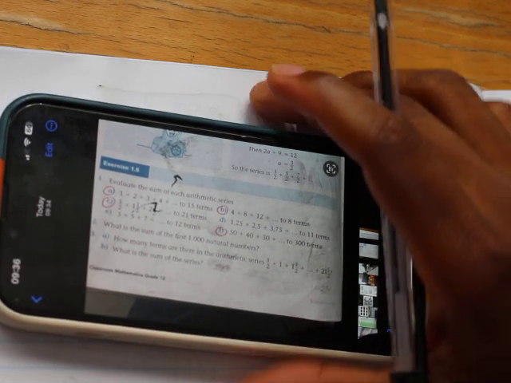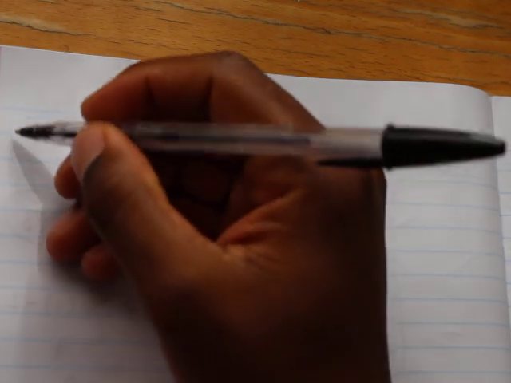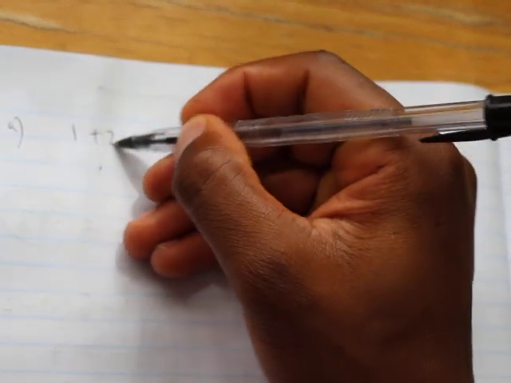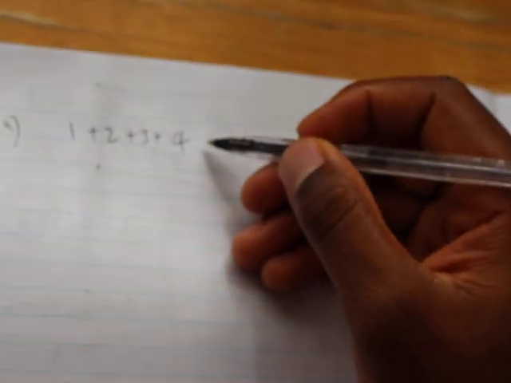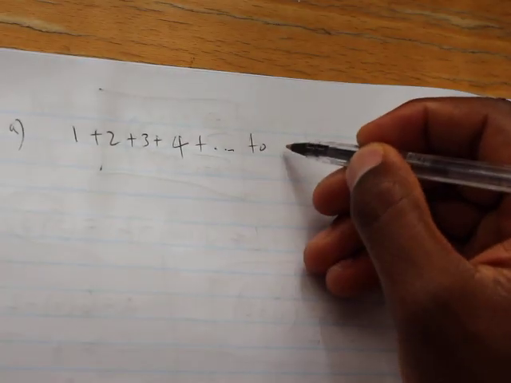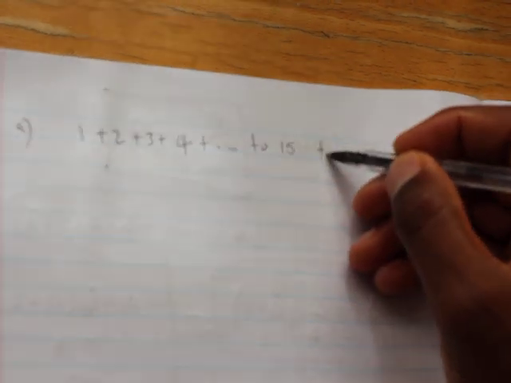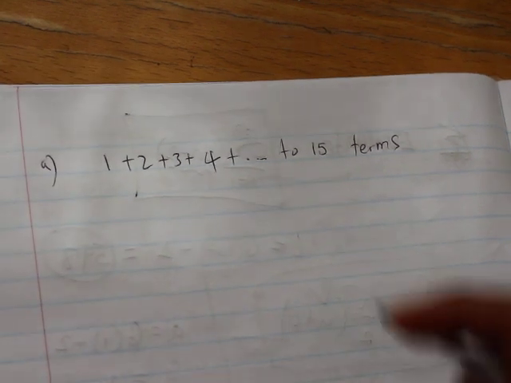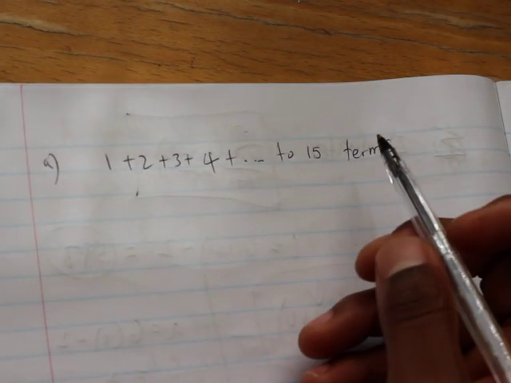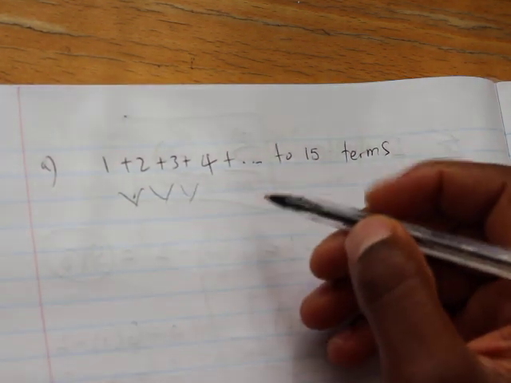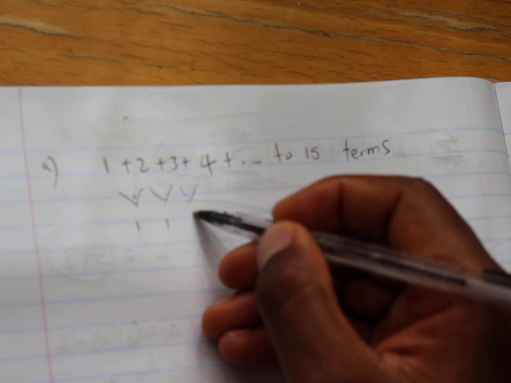Right, so the first one says evaluate the sum. You're given 1 plus 2 plus 3 plus 4, and so on, to 15 terms. Okay, so let's do that. You can see that this is an arithmetic series. Why? Because if you find the differences here, you realize that they're constant, so it's 1 throughout.